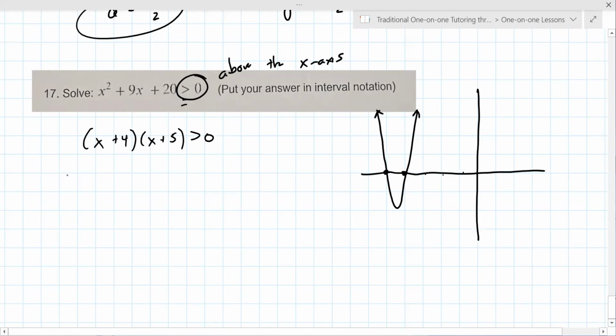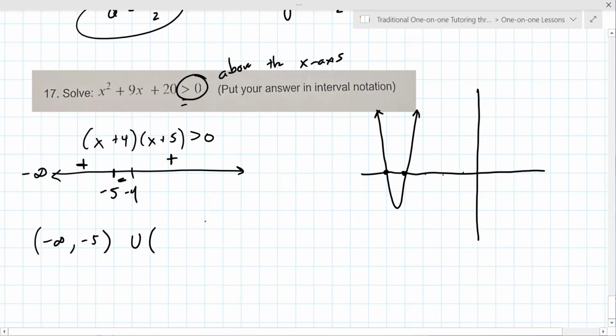So if I were to draw a number line, here's -4 and here's -5. When you're left of -5, do you see that you're above the x-axis? Mm-hmm. And when you're right of, I'm sorry, I got these numbers backwards. -5, -4. When you're right of -4, it's above the x-axis. Yes. Okay, and then down here it's below. So the answer is all the numbers from -infinity to -5, and then all the numbers from -4 to infinity, it's greater than 0.